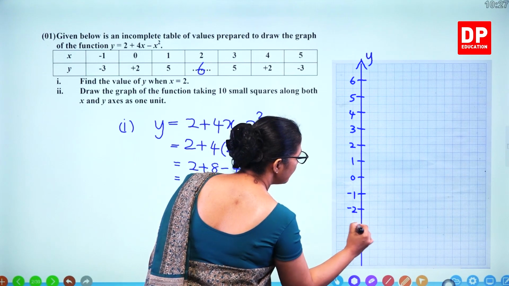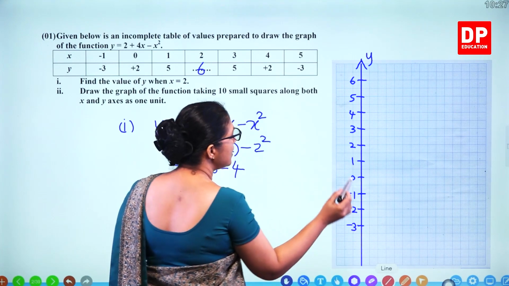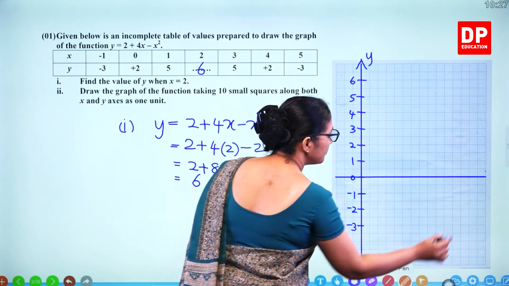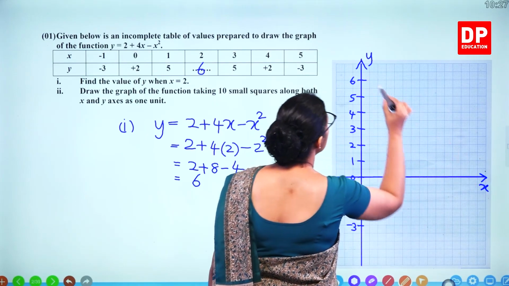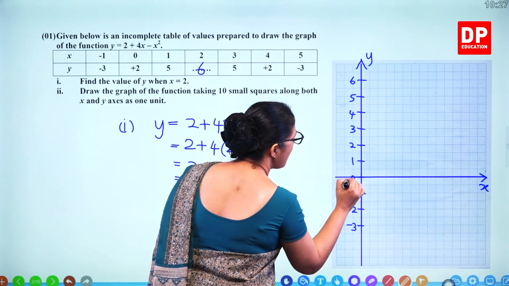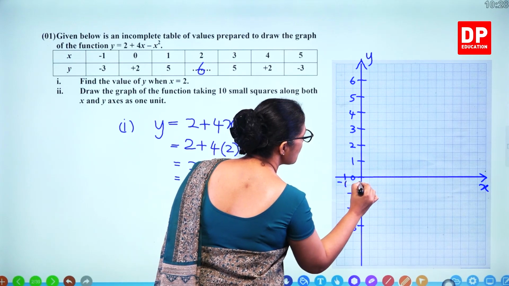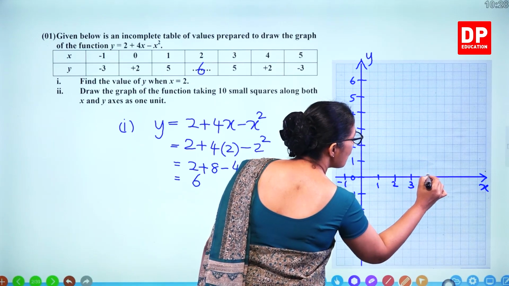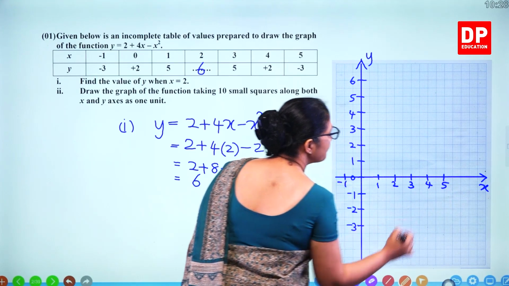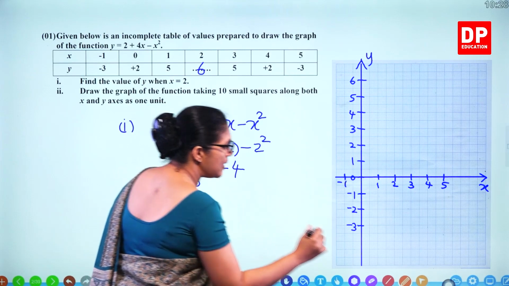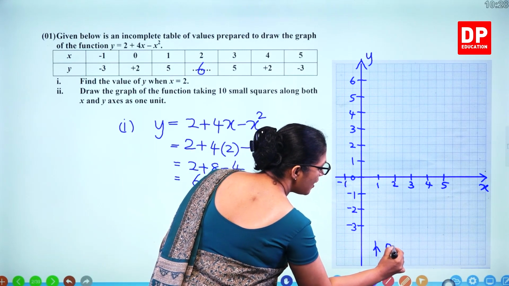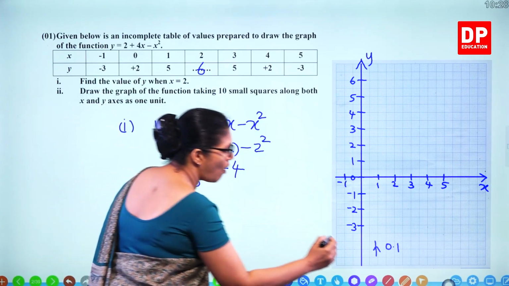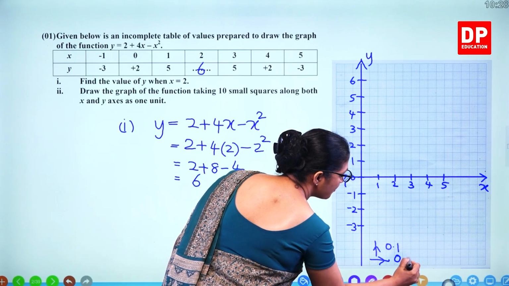and minus 3. Then you can draw the x-axis. This is x and this is y. Now you can mark x values minus 1, 0, 1, 2, 3, 4, 5 up to 5. So that's the scale. So that means when you take this way, every very small square is 0.1, 1 over 10. Or this way also 0.1.